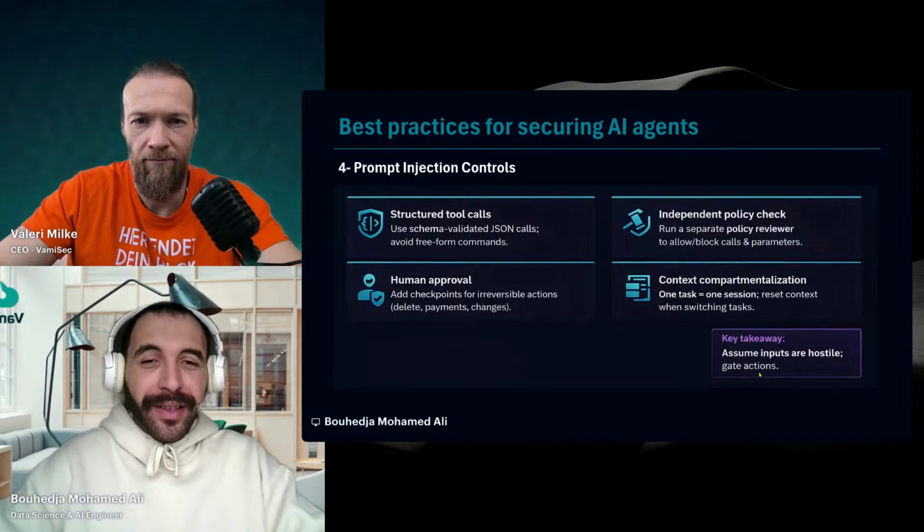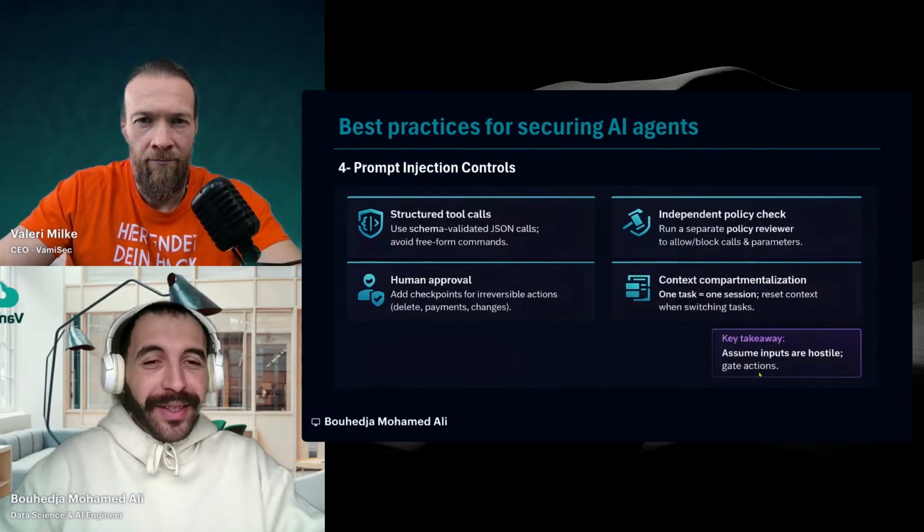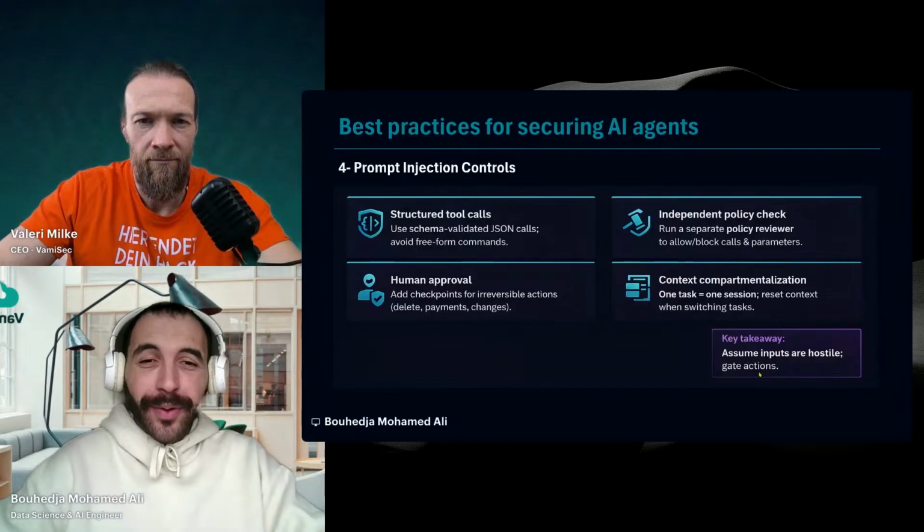Moving to the prompt injection controls, here we have four main controls. First, we use structured tool calls, schema-validated JSON calls, to prevent agents from smuggling unsafe instructions through free-form text. Second, run an independent policy check. A separate policy reviewer can explicitly allow or block tool calls and their parameters.